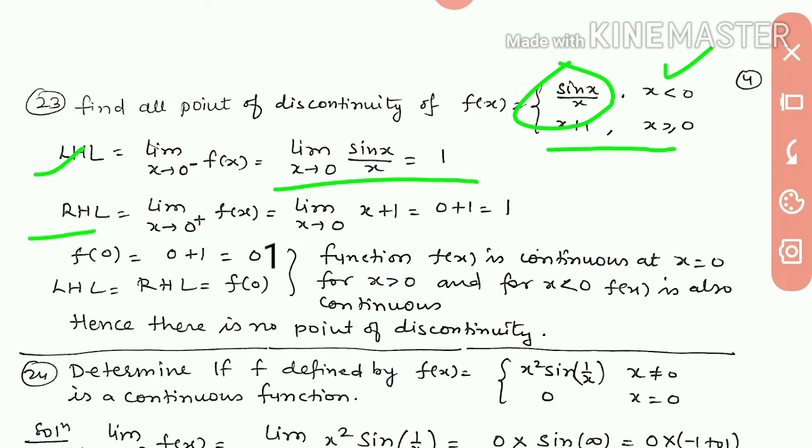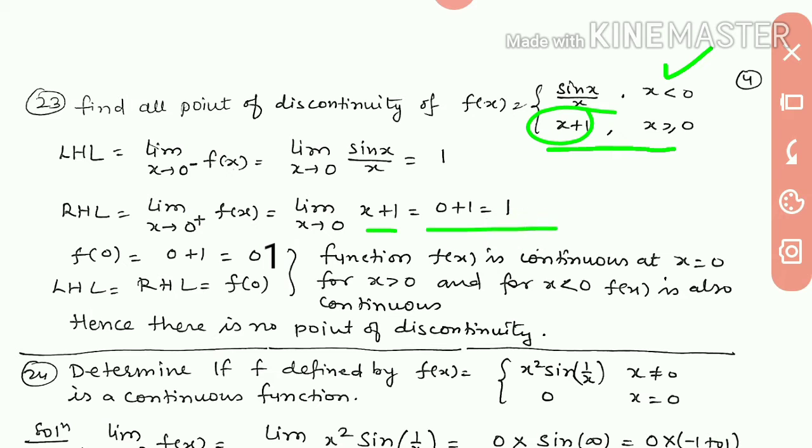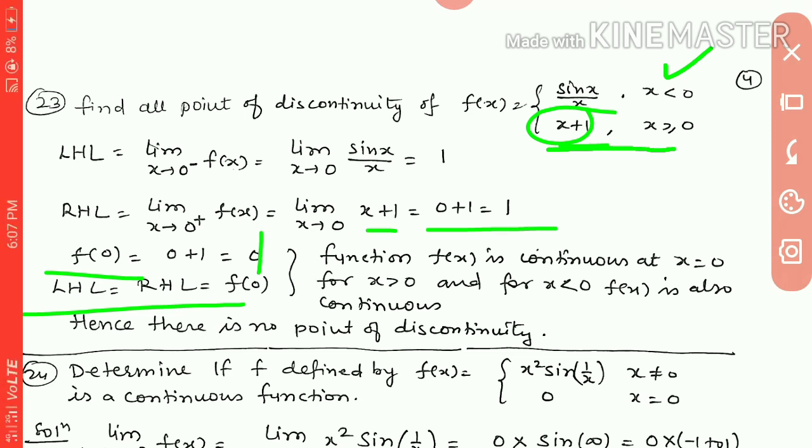Similarly find the right hand limit. Right hand limit means limit x tends to 0 plus of f(x), which means more than 0. For more than 0 we have the value x plus 1. So you put x plus 1, and now in place of x you put 0, you get 0 plus 1, which means 1. Now f(0) has the value x plus 1 again, so 0 plus 1 means 1. So the left hand limit equals the right hand limit equals f(0), which means the function f(x) is continuous at x equal to 0. For x greater than 0 and for x less than 0, f(x) is also continuous, so we can say there is no point of discontinuity; it is continuous everywhere.